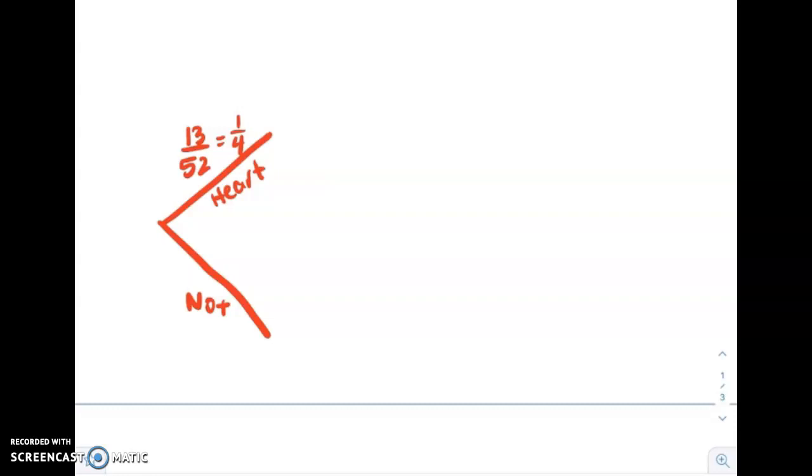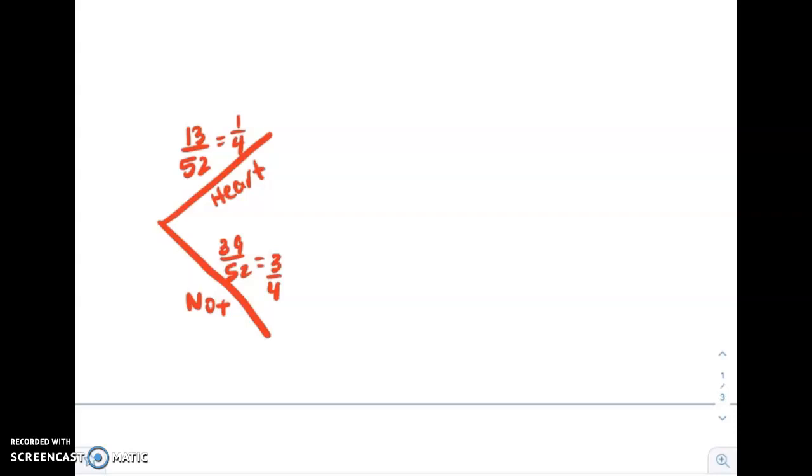If we're looking for the probability that it's not a heart, then we're talking about 39 cards out of 52 do not have hearts. If you reduce that, that's 3/4. These 2 branches should add up to 1. Okay, so then from there, that's my first card. Now we're going to draw a second card.